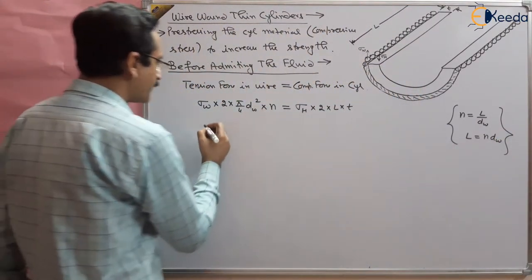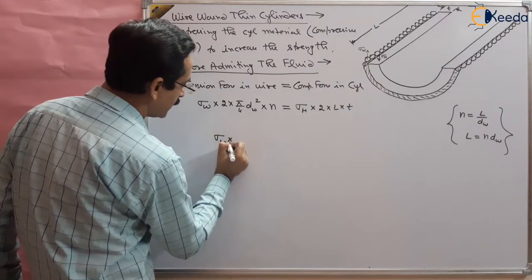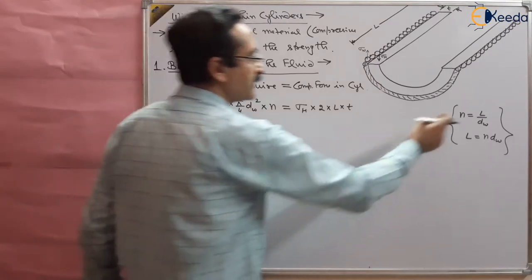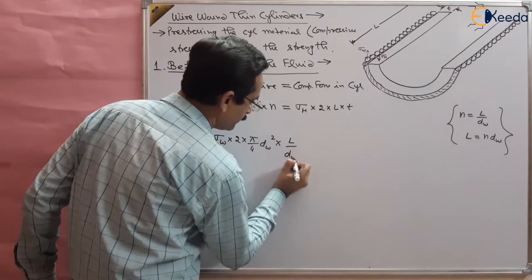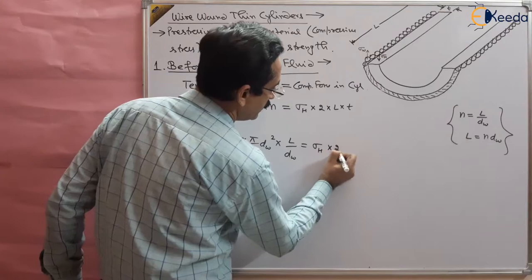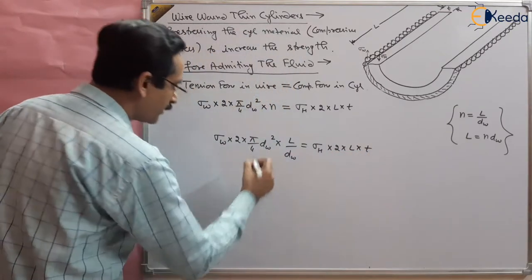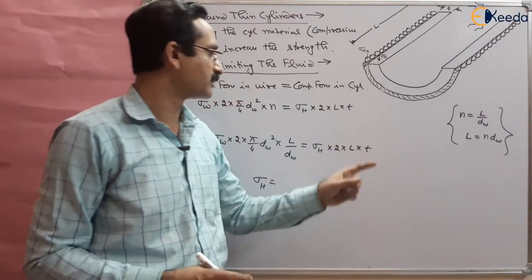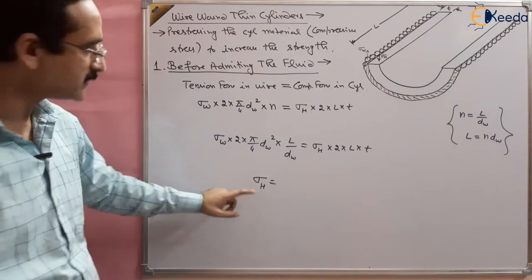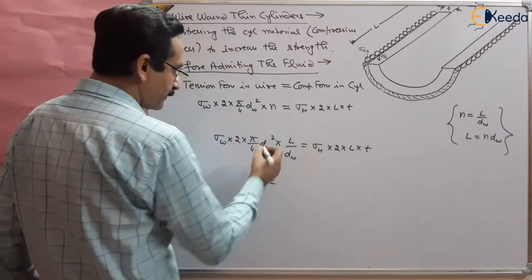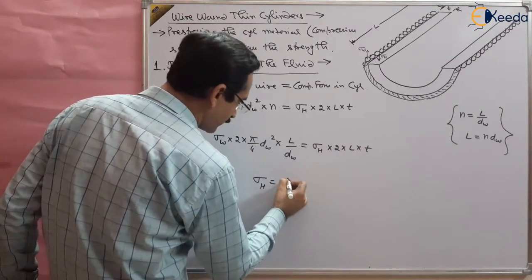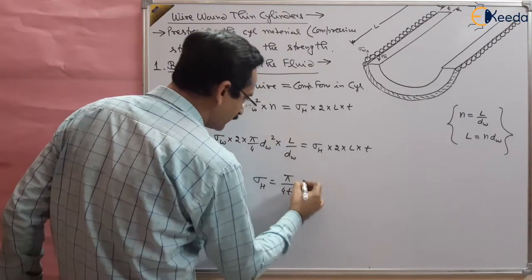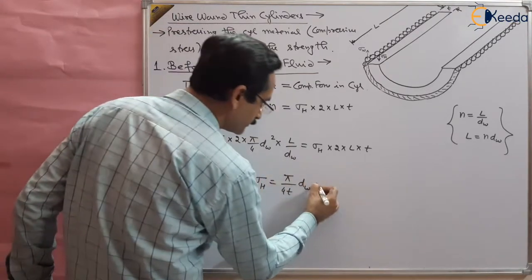So here you can put the value of n, so you will get sigma w multiplied by 2 multiplied by pi by 4 dw square multiplied by n, which is l by dw. That will equal sigma h multiplied by 2 multiplied by l multiplied by t. So from here, the initial hoop stress, before admitting the pressure or fluid, can be obtained as: 2 and 2 cancel, pi by 4t, t will come in the denominator, dw cancels out, one dw will be left, and then sigma w.